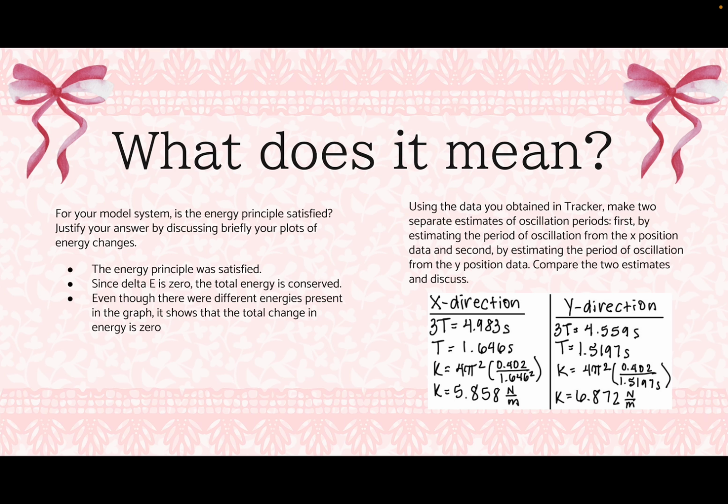So what does this mean? To answer the first question, is the energy principle satisfied? It was satisfied since delta E is 0 and the total energy is conserved. Even though there were different energies present in the graph, it shows that the total change in energy was 0. For the next question, you can see the stiffness was different in the x and y direction, which means that the direction will affect the spring constants and the graph. So the k that we found was different in the y and the x direction.